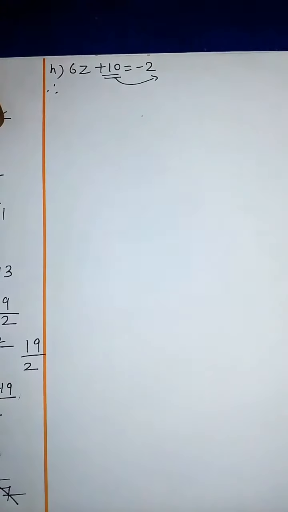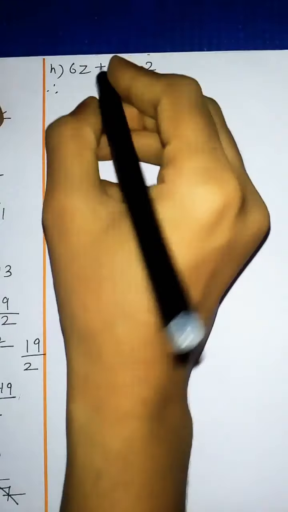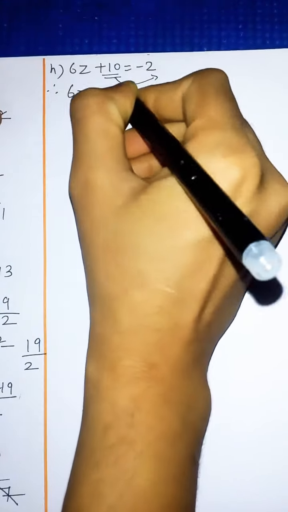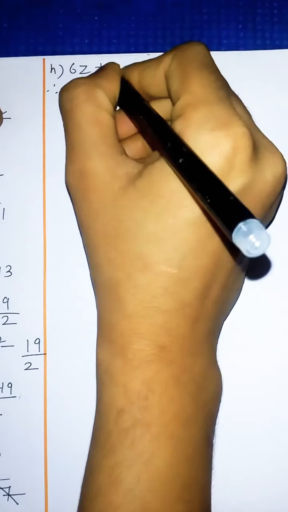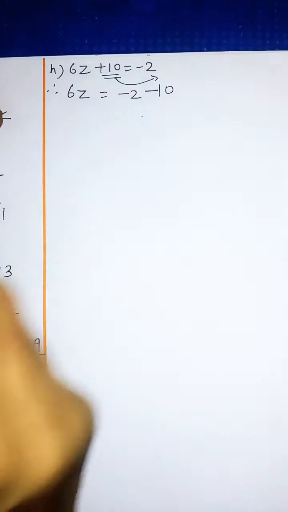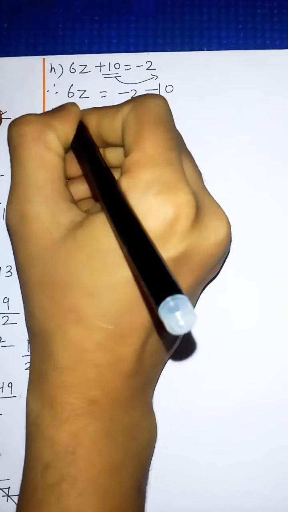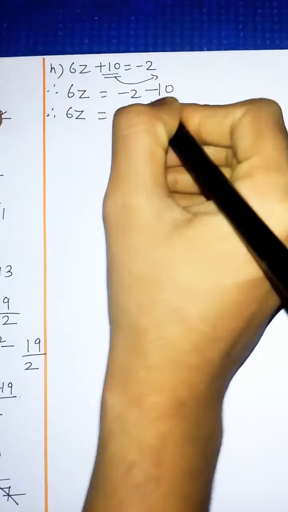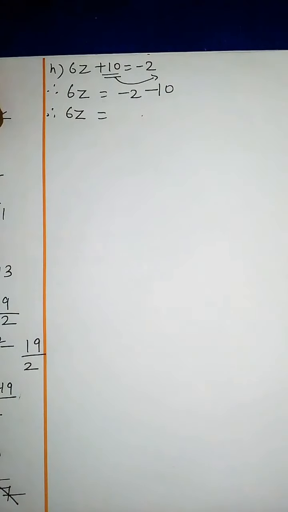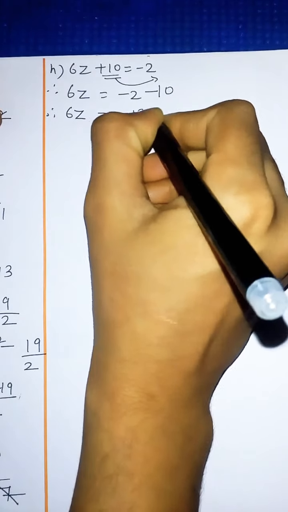LHS में से उसको RHS के साइड लेके जाएंगे. So sign will change. So 6z equal to minus 2 is already there, and this plus 10 will become minus 10. Okay, sign change. Now 6z equal to, what will this be? Minus 2 and minus 10 will be minus 12.